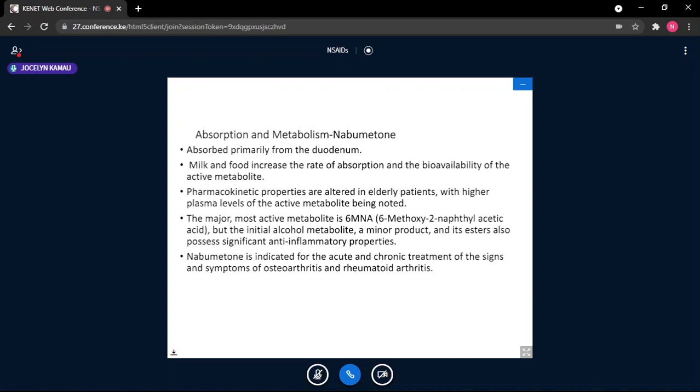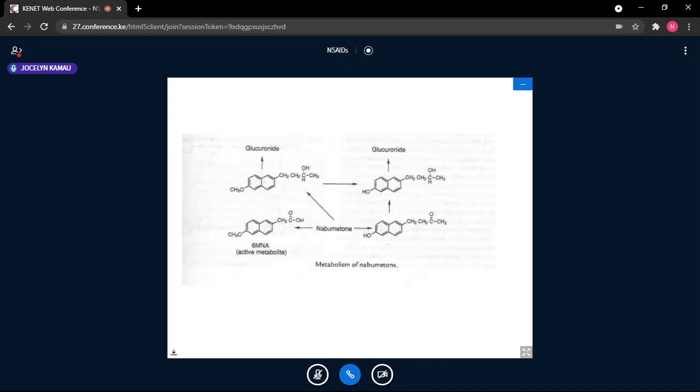So therefore, it had to be checked. This drug, this nabumetone, what is it converted to? And indeed, it was found it is converted to the 6-methoxy naphthyl acetic acid. The absorption and metabolism, I don't know whether I jumped to one point. But before we get to metabolism, let us look at what we are looking at.